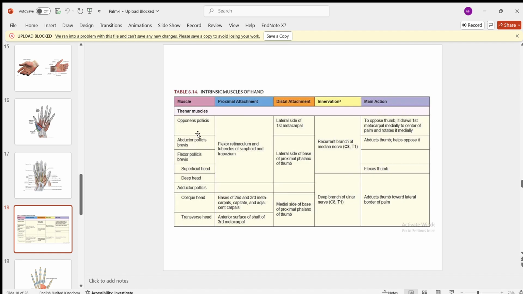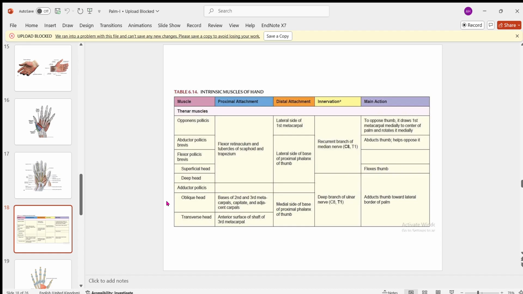The thenar muscles are supplied by the median nerve, and their action is according to their names. The opponens pollicis causes opposition of the thumb. Abductor pollicis causes abduction of the thumb. Flexor pollicis causes flexion of the thumb. And adductor pollicis causes adduction of the thumb.